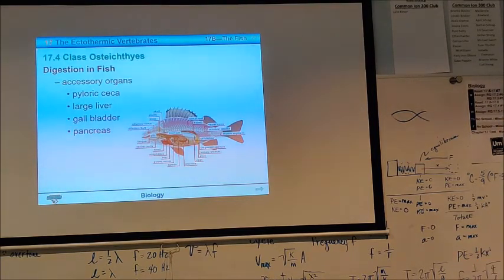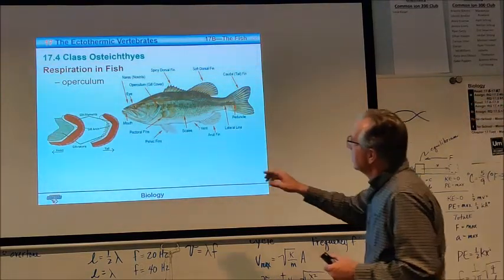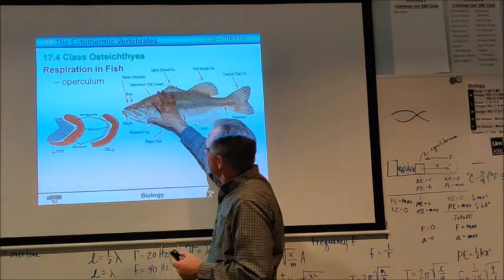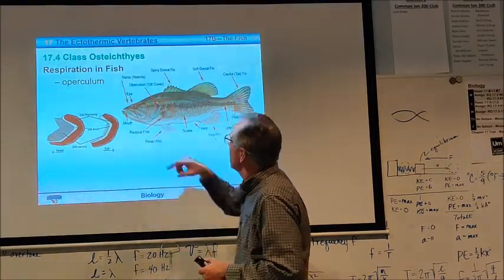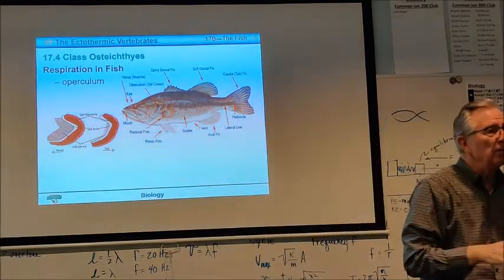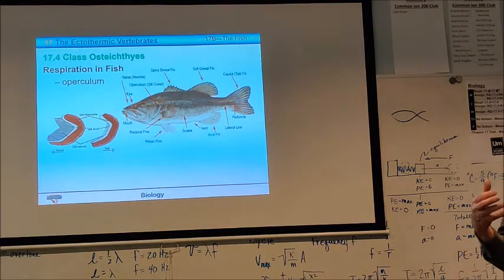They also have a pancreas. It's hard to think of that. Even a fish has a pancreas. When it comes to respiration, they have gills, and the covering over the opening where the gills are, underneath this covering, is called an operculum, and they use that to help with taking oxygen out of the water.